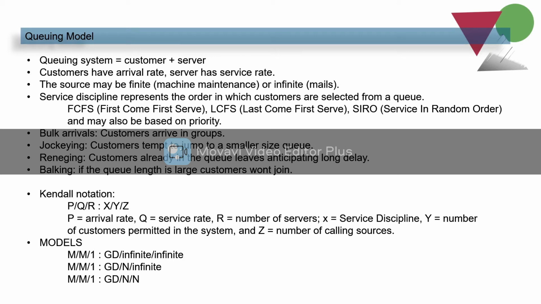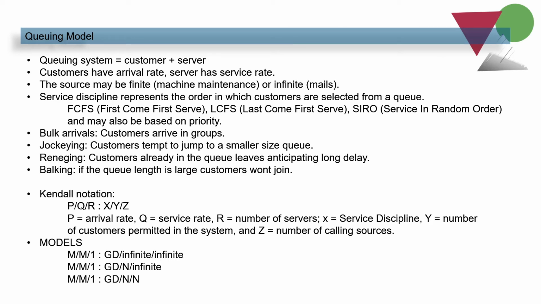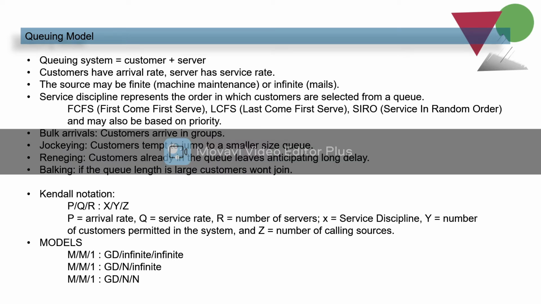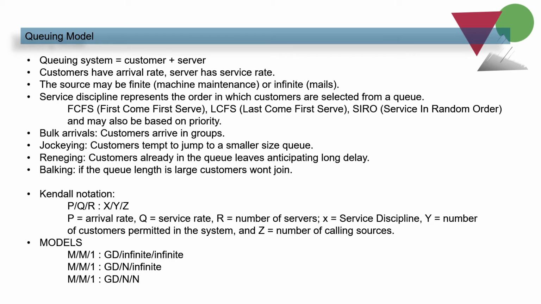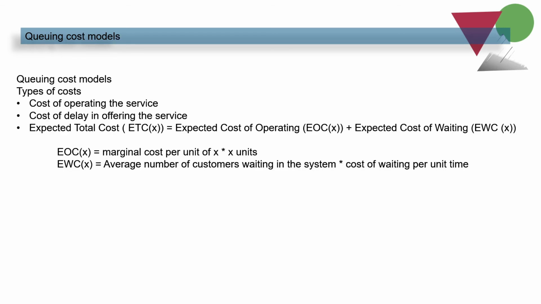Then M/M/1 GD N N, here the number of calling sources and number of customers permitted in the system both are finite, and hence here also we have lambda effective, and we can also find out LS, LQ and WS, WQ. We can also find out the utilization factor rho is equal to lambda by mu. Then moving to the queuing cost models. Queuing cost models have 2 types of costs: cost of operating the service and cost of delay in offering the service.